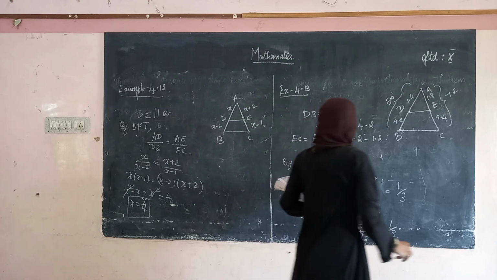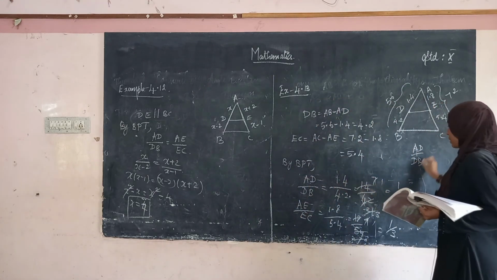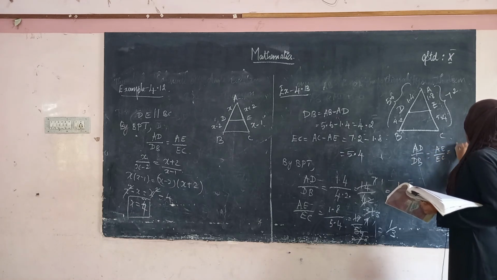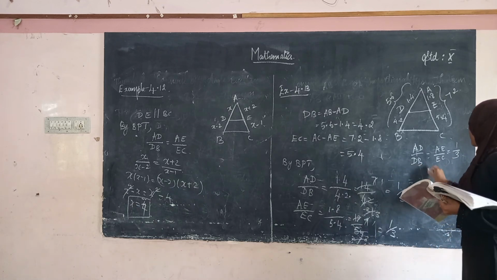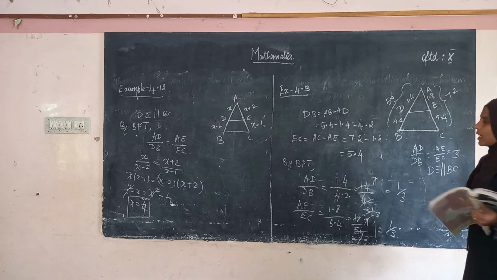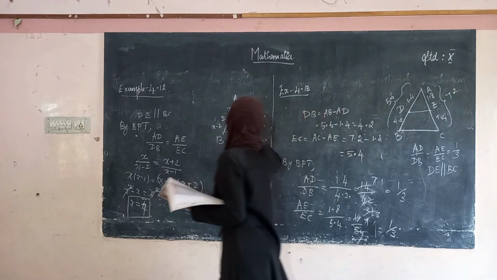So what we got here? AD divided by DB is equal to AE divided by EC, which is equal to 1 divided by 3. That is what the ratios are saying. Therefore what we can say? We can say that DE is parallel to BC. Hence proved. Okay. Now next example 4.14.